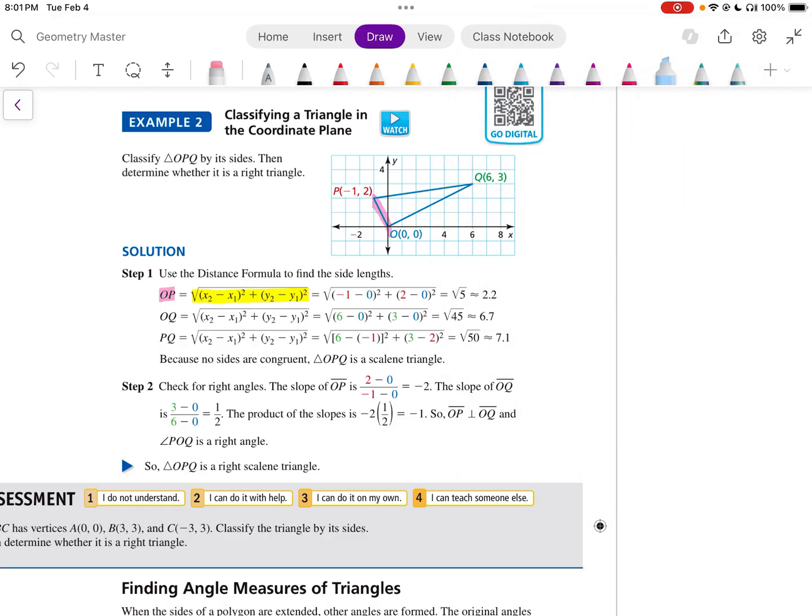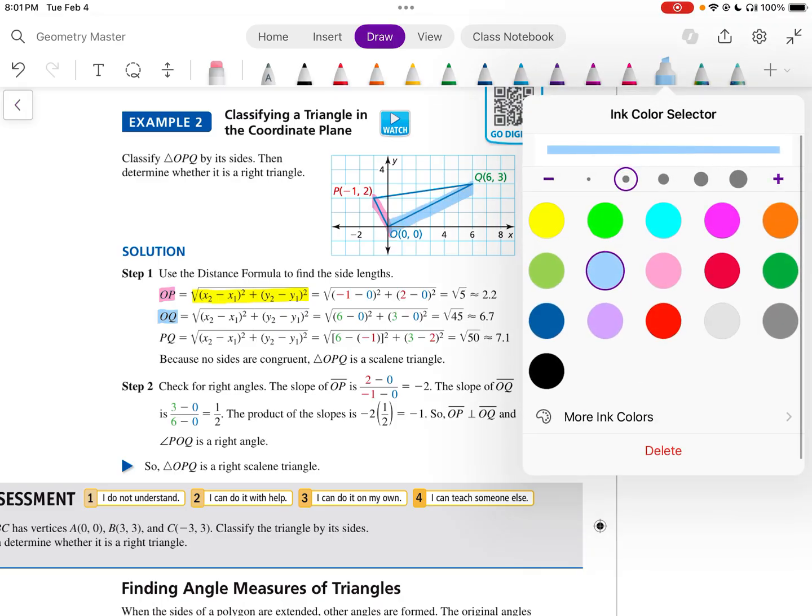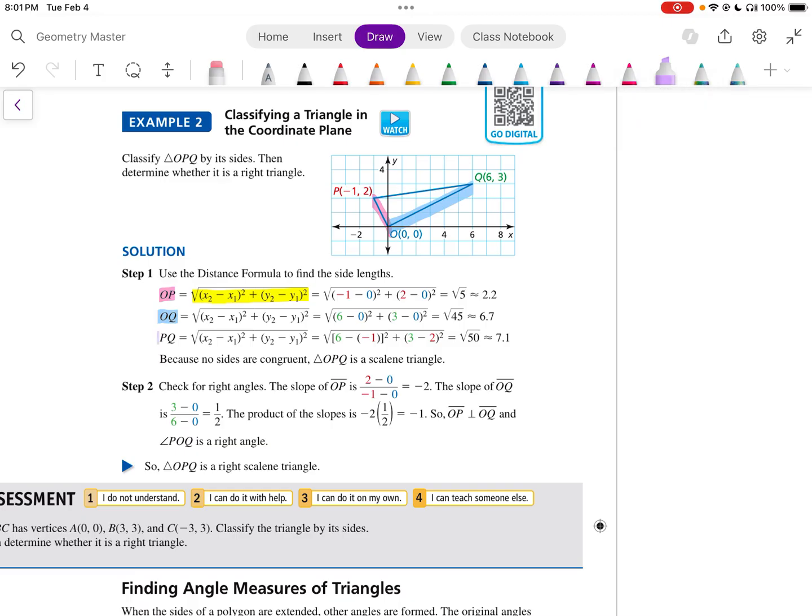Here we're going to do the side length OQ, that's this one right here. And then here we're doing the side length PQ. If we remember our distance formula, we take the difference of our two x's, square it, add that to the difference of our two y's squared, and then take the square root of the whole thing. So we see how this is done.